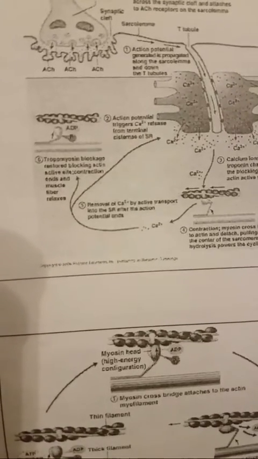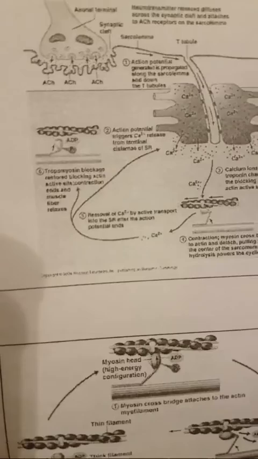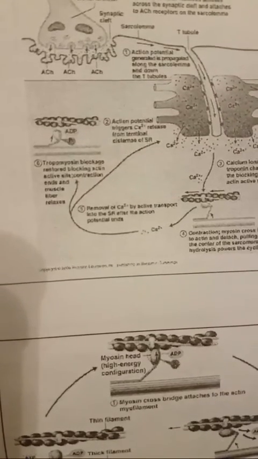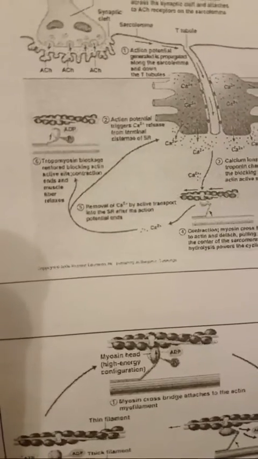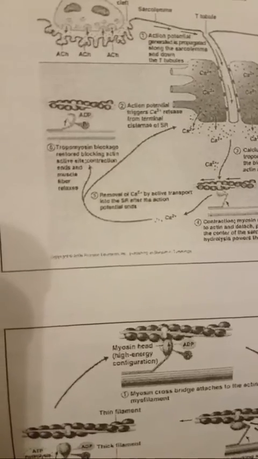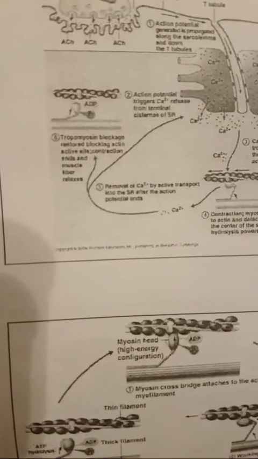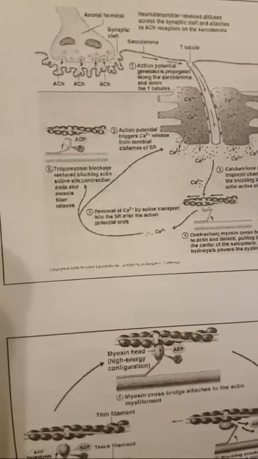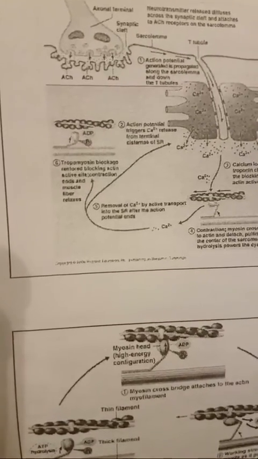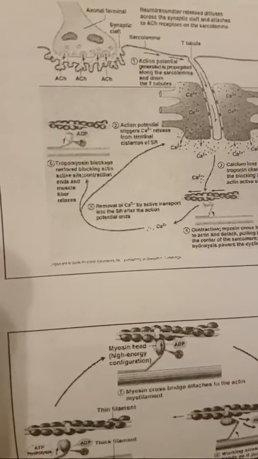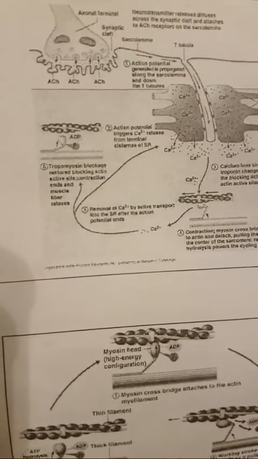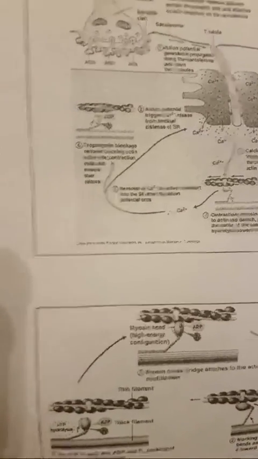Then the action potential ends. Tropomyosin blockage is restored, blocking actin active sites, and then contraction ends and the muscle fiber relaxes.